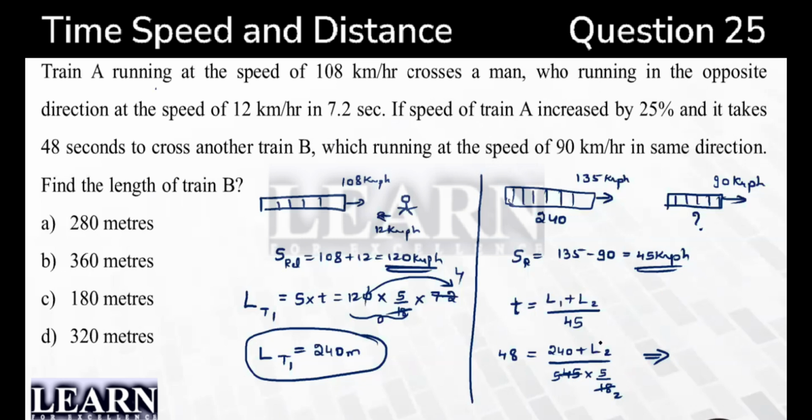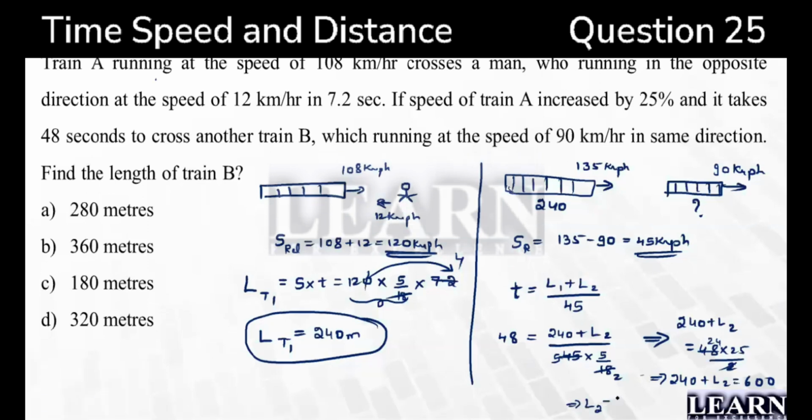So I'll take it out: 240 plus L2 equals 48 into 25 divided by 2. 48 into 25 by 2, which I'll get as 24 into 25, which is 12 and 6. So can I say 240 plus L2 is nothing but 600. 240 plus L2 equals 600, which will give us L2 equals 360 meters. L2 is 360 meters.